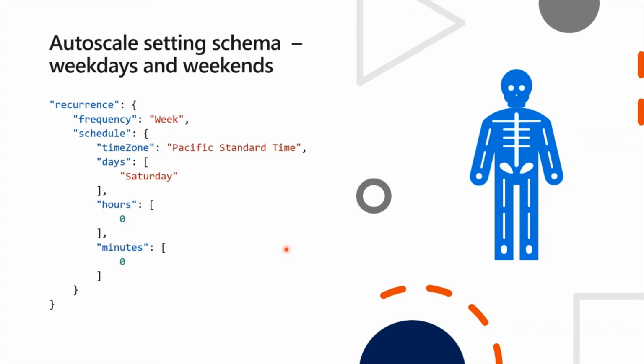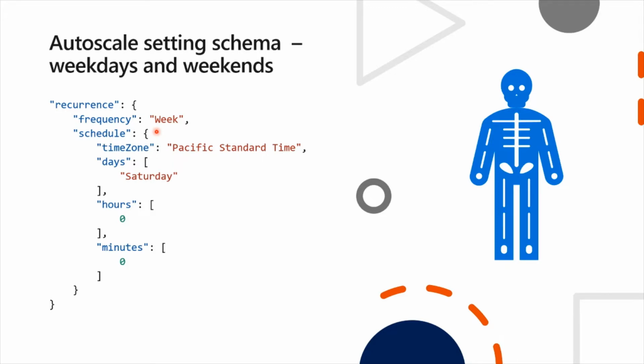Autoscale settings schema, weekdays and weekends. So you can then specify profiles to be on weekdays and weekends. Let's say that on weekends you want your maximum capacity to be 4. On weekdays, because you expect more load, you want your maximum capacity to be 10.